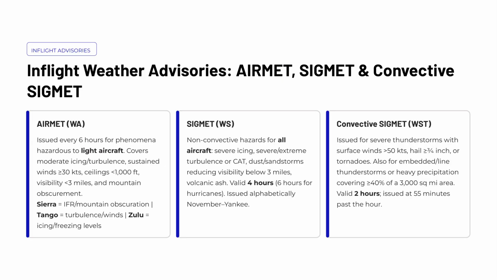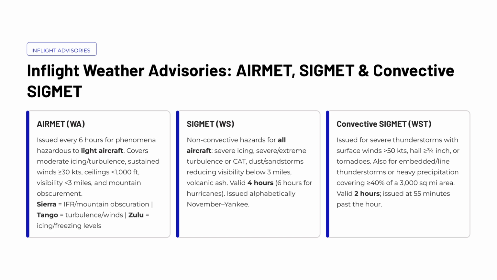In-flight weather advisories are critical tools for understanding hazardous conditions along your route, and they come in 3 distinct types, each serving a specific purpose. AIRMETs, designated with the WA identifier, are issued every 6 hours and focus on conditions that are particularly hazardous to light aircraft. There are 3 types to remember. Sierra covers IFR conditions and mountain obscuration. Tango addresses turbulence and sustained surface winds of 30 knots or greater, and Zulu deals with icing and freezing levels.